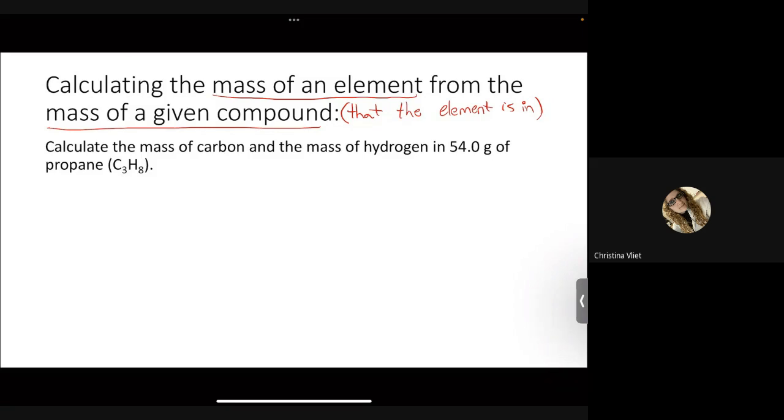I told you this would be the most difficult process. It takes a little bit of extra thinking. So make sure you're writing down the question. You should write down the title so you know what type of question this is. And then I'll go over the process.